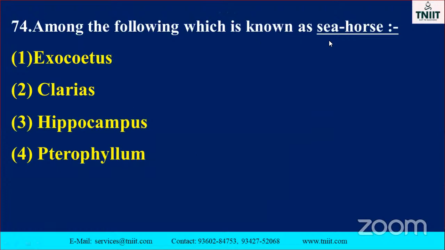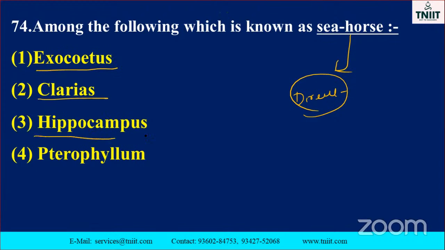Among the following, which is known as a seahorse? They asked the zoological name. This is a direct question, and you must know it. If you know the answer, you can answer it; otherwise, you cannot. Options: Exocoetus, Clarias, Hippocampus, Pterophyllum.